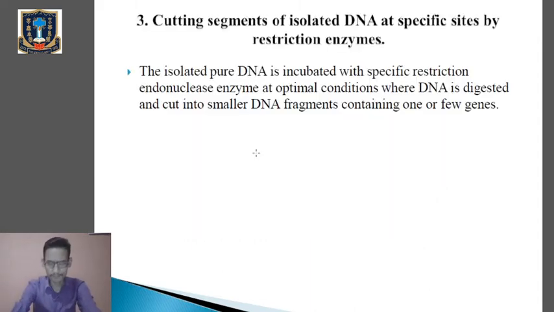Okay, next one. Number three process is cutting segments of isolated DNA at specific sites by restriction enzymes. So the isolated pure DNA will be incubated with the specific restriction endonuclease enzyme. Remember, these are the molecular scissors which are used to cut the DNA. It will be incubated at optimal conditions, where the DNA will be digested and cut into smaller DNA fragments containing one or a few genes. And after that, we will go for gel electrophoresis.